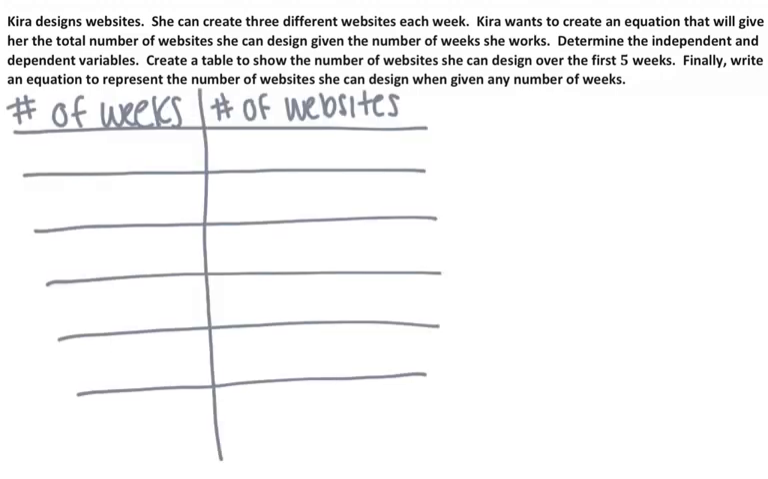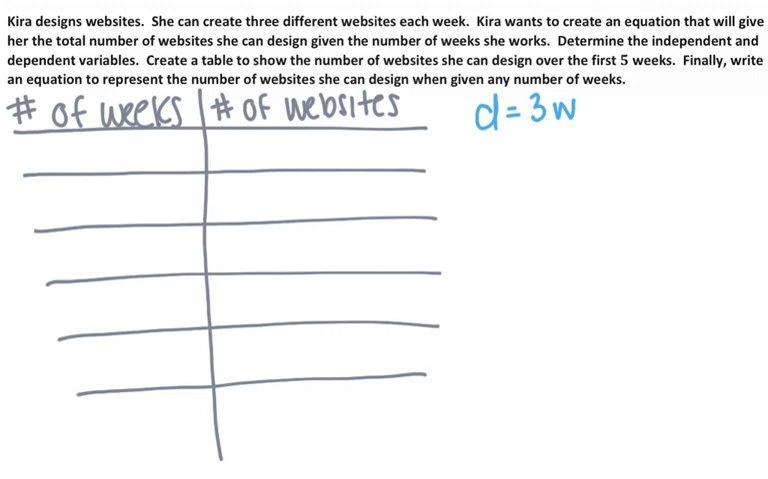So I've drawn our table, and we have number of weeks in the first column and number of websites in the second column. And number of weeks is our independent variable because our dependent variable has to be number of websites. And it's the dependent variable because the amount of websites she can make depends on how many weeks she worked. We also know that she can create 3 different websites in a week. So I'm going to use the variable D for website designs, and then we'll use W for weeks, and she can make 3 different websites each week. So we're going to have 3 times W, and that is our equation.